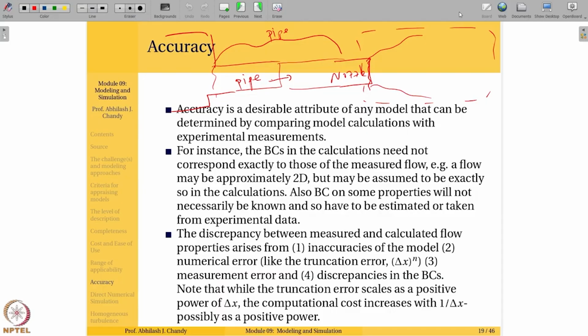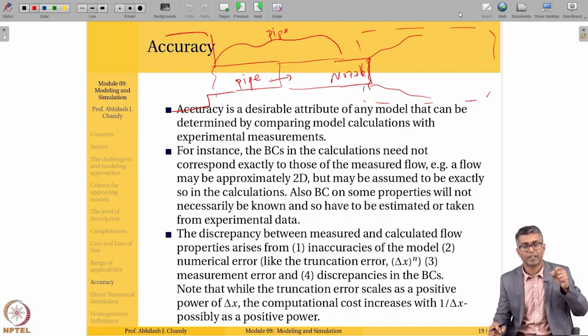Hello everyone. So towards the end of last class, we were discussing accuracy as a criterion for appraising these models, right? And we talked about how accuracy is absolutely desirable. And where does accuracy come into play? We are trying to compare calculations, model predictions versus experimental measurements. And how close do they match to the experimental measurements? That determines the accuracy of your model.